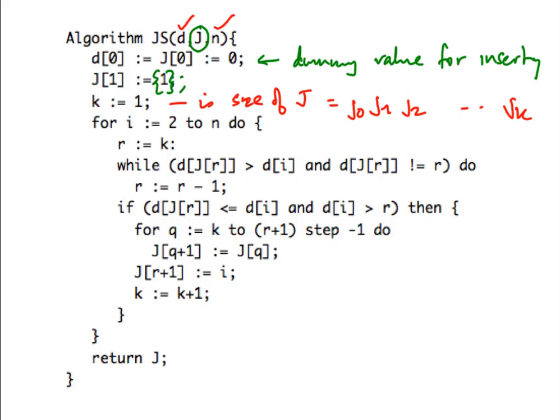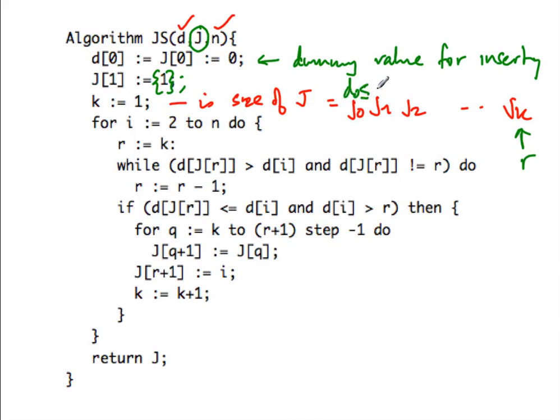And then we start by setting a pointer R equal to K. And what we do is we walk left. So we keep doing R equal to R minus 1 subject to two conditions. The first condition is that we are trying to insert the new job. So we are checking whether the deadline of the new job, which is D of I, is smaller than the deadline of the job we are looking at, because remember that these deadlines are in increasing order.